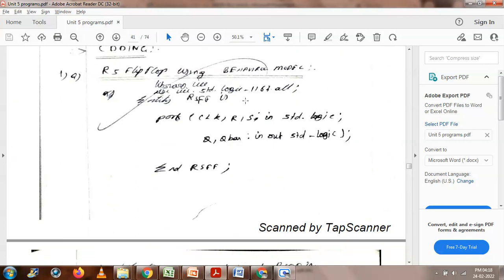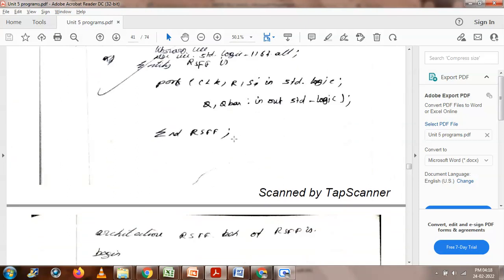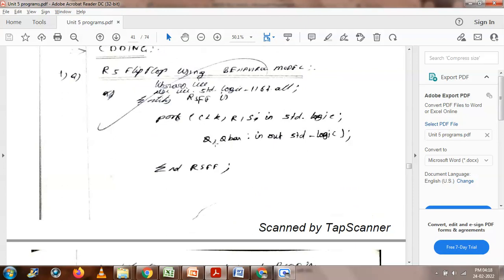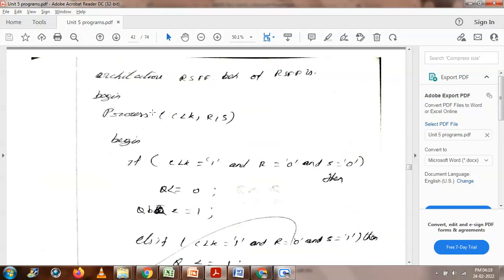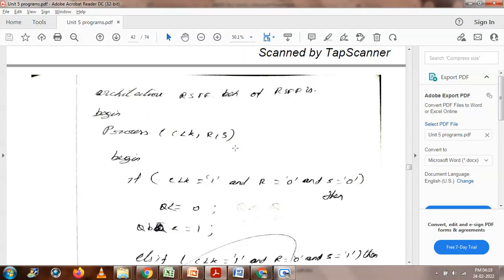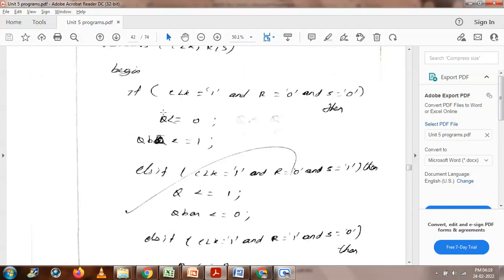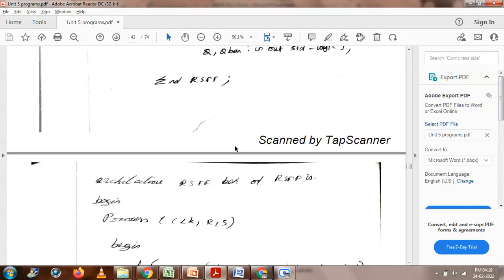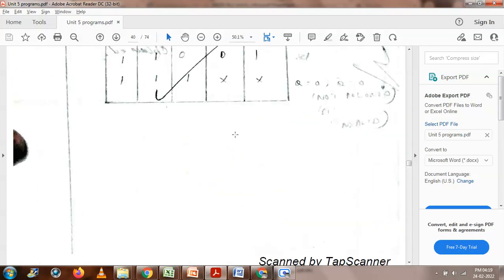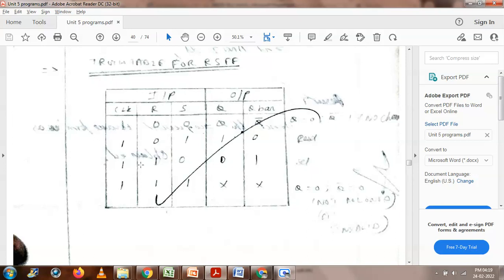So for the behavioral model, they are used based on the truth table. So the input ports and output ports Q and Q bar are given. Then the architecture, the body of the program, RS flip flop. Then begin process with clock and RS. So in the truth table, we know that the clock is there. I already showed the truth table. This is the truth table, clock and input RS and Q bar.